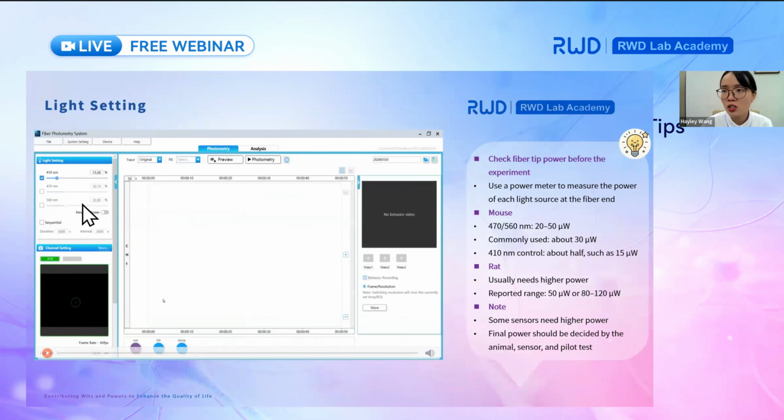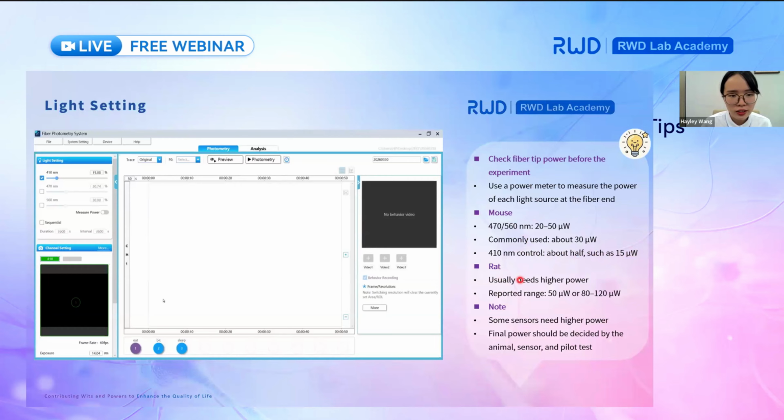If the dopamine sensor was also injected, we will select the 560. And here are some practical tips. Before the experiment, please test the output power at the fiber end to ensure it is within a suitable range. We place the fiber end on the power meter for measurement. For mouse experiments, 20 to 50 microwatt is generally recommended for the 470 nanometer and 560 nanometer. In previous studies, around 30 microwatt is commonly used in mice.